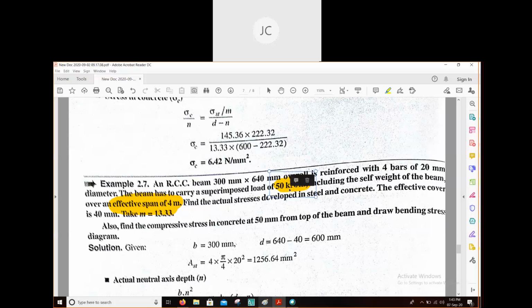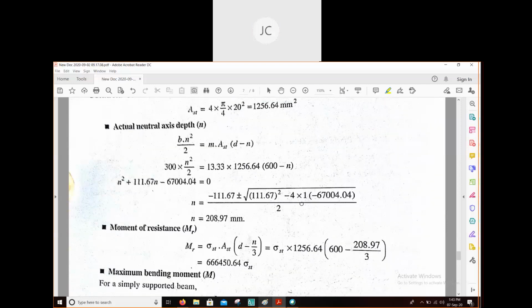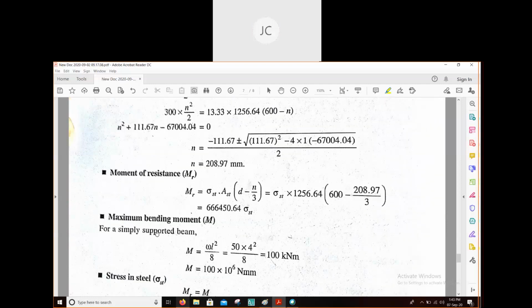Can you tell me what is the formula to find out maximum bending moment? In the last class also I told you. WL square by 8. Yes, good. For a simply supported beam, the maximum bending moment is WL square by 8. W is your 50. L is the effective span, given 4. If you solve this equation, you will get 100 kilonewton meter, that means 100 into 10 to the power 6. Next you equate this value and the moment of resistance and find out the value of sigma st.